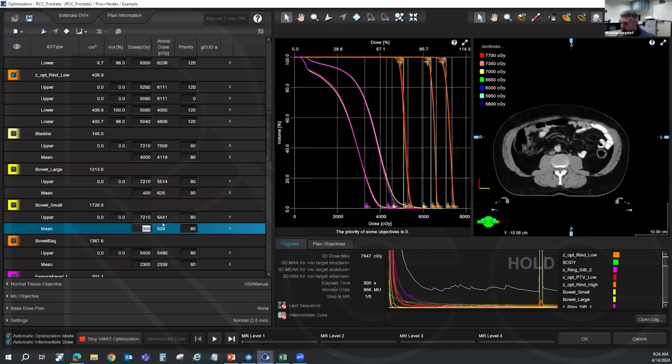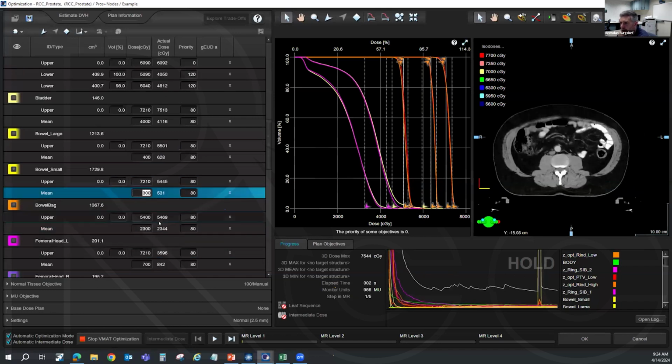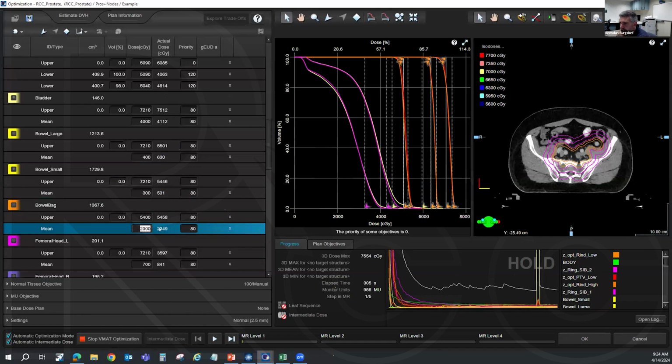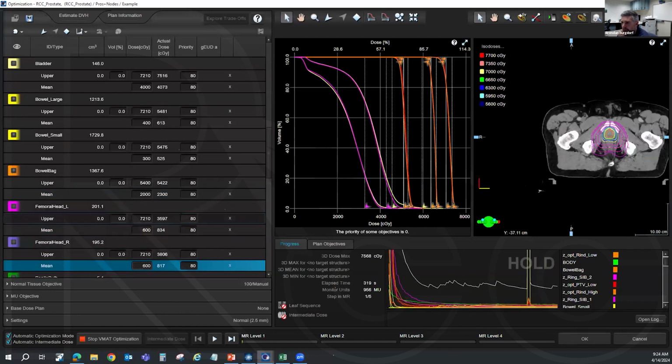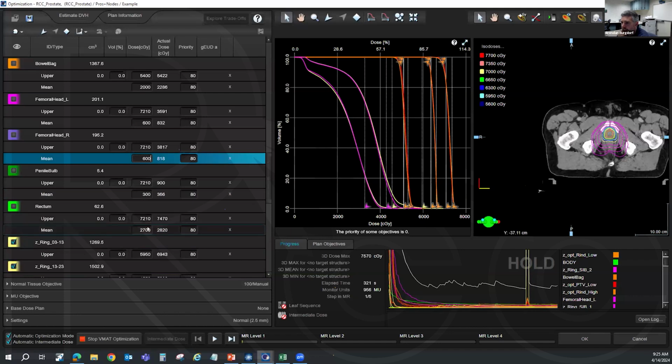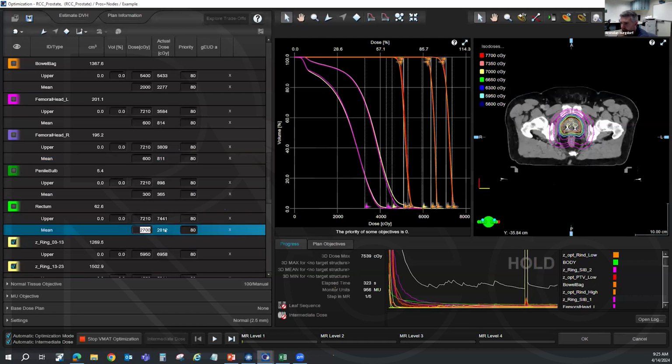Same with this one. We're at about 200. So we'll probably leave that where it is. Bowel bag, it looks like we can keep pushing because the optimizer has reached the objective we asked for. This one we can push a little bit more, and we can push a little more. And then rectum, we can continue to push. See, rectum is reaching under 150 centigray, so we can continue to push that a bit.